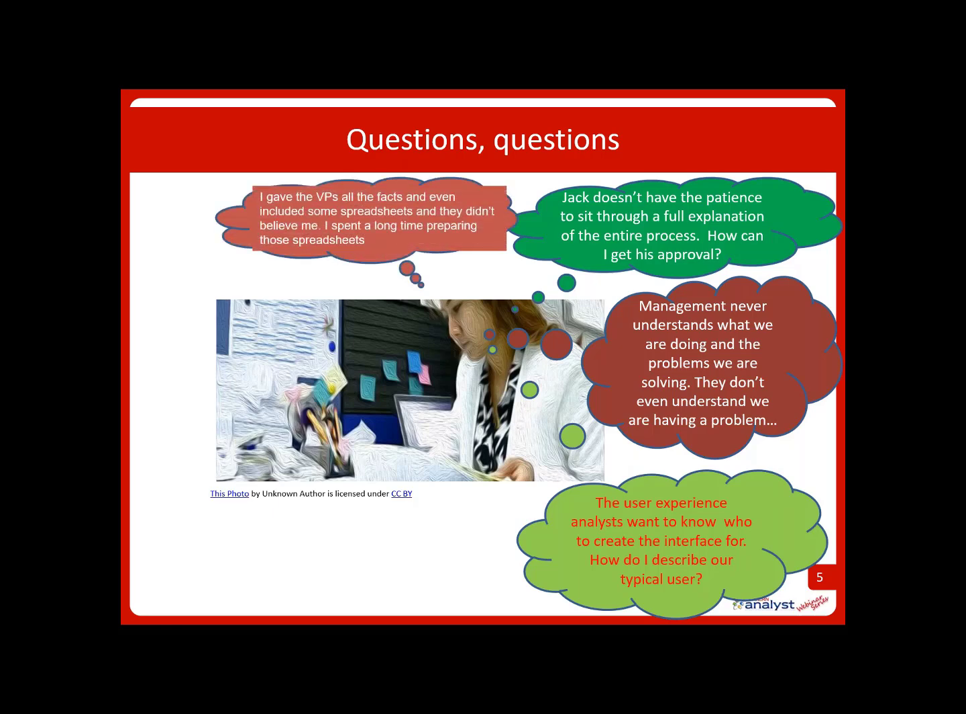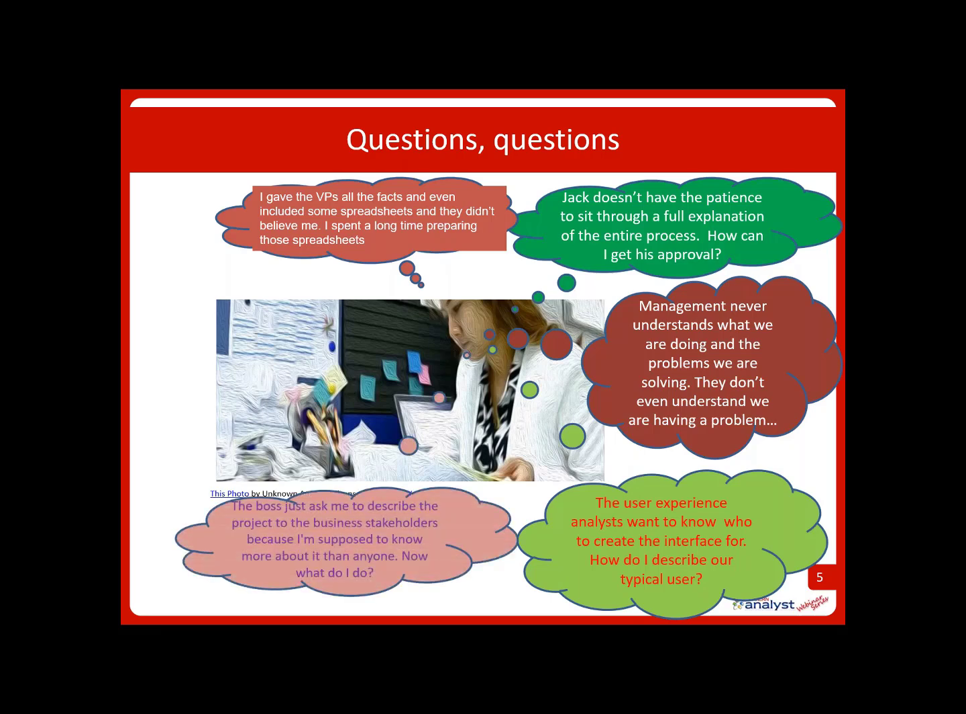I give the VPs all the facts. I even put some spreadsheets in there, and they just don't believe me. And I spent a long time preparing those spreadsheets. The boss just asked me to describe the project to the business stakeholders because I'm supposed to know more about it than anybody. Now what do I do?